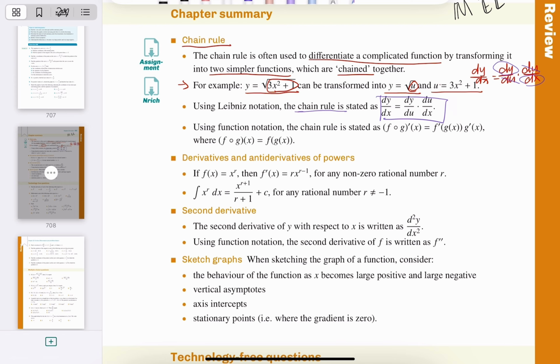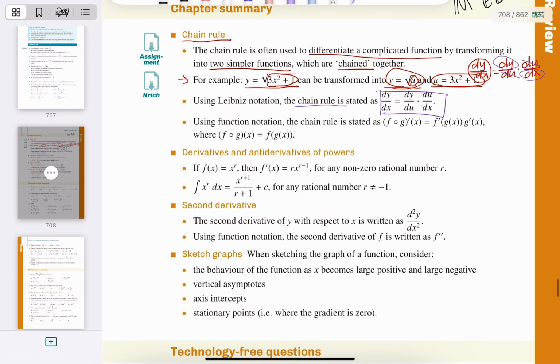So back to this example, if we want to find dy/dx, we can actually do dy/du with this function and then du/dx with this function. Okay, so let's move on.